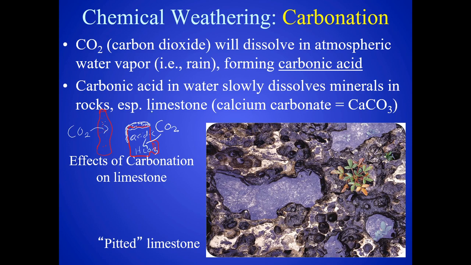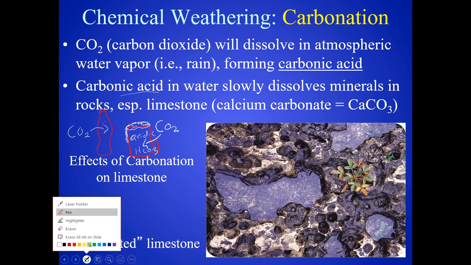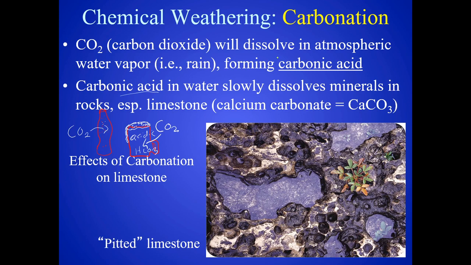Okay. So CO2 will dissolve in atmospheric water vapor, forming carbonic acid. So it'll dissolve into the rainwater. It'll dissolve into whatever. I mean, the ocean, the lakes, streams, whatever. That carbonic acid in the water will become a weak acid that slowly dissolves minerals in rocks, especially limestone.